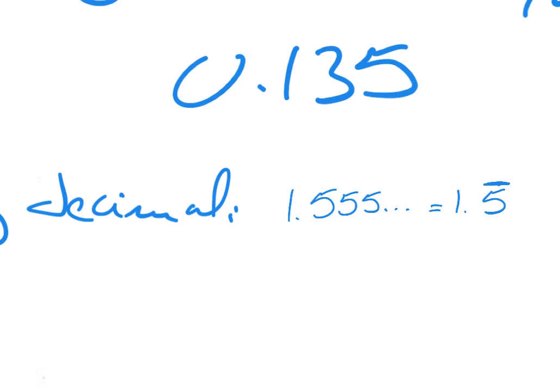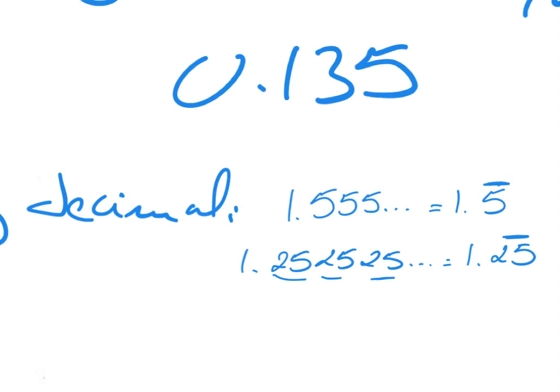Sometimes we may have two numbers repeating itself, like 1.25, 25, 25. So as you can see, you have a pattern of 25 repeating itself. This can also be written as 1.25, and you put a bar here. That indicates that 25 is repeating itself forever.